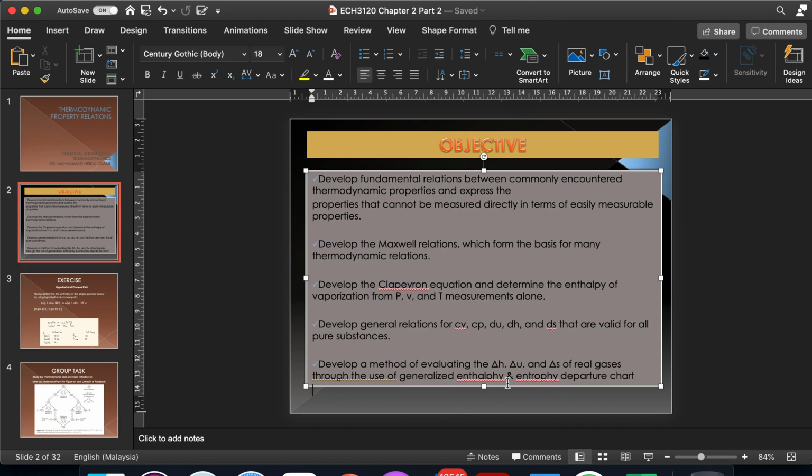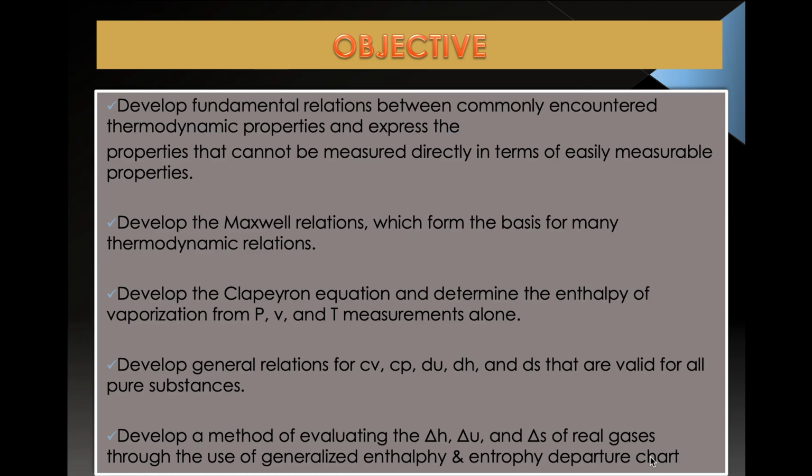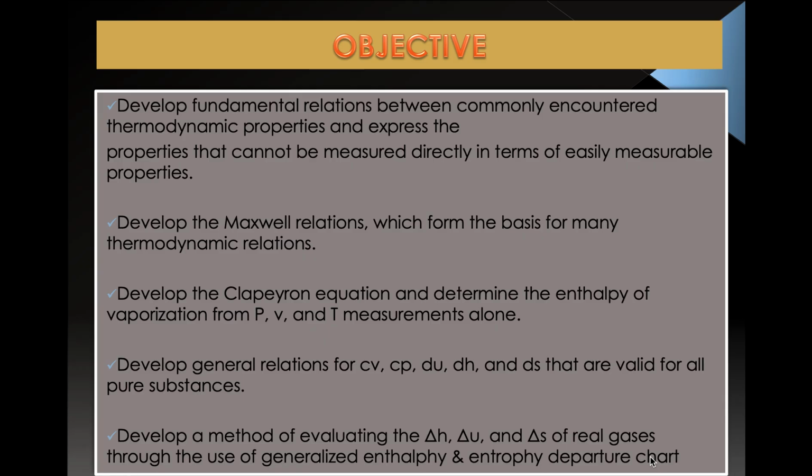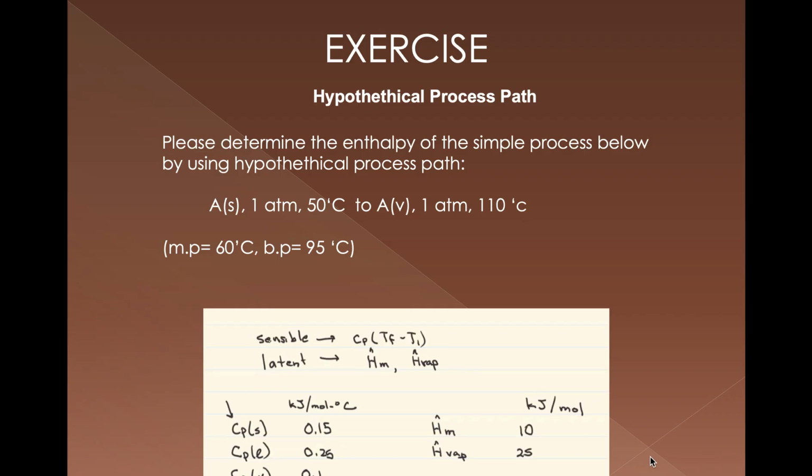We meet again in the next session of chapter 2, which is thermodynamic property relations. From the previous session, we have learned about the Gibbs free energy and the definitions that relate to it. For this session, I would like to start with an exercise on hypothetical process paths.